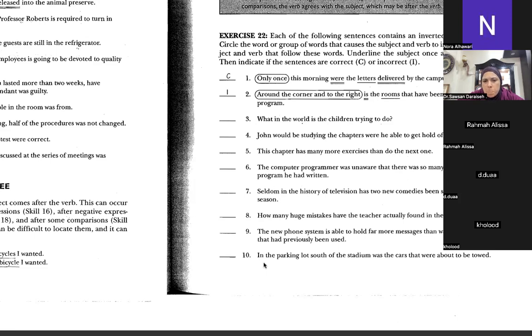In the parking lot south of the stadium was the cars that were about to be towed. Yes, doctor, it's the correct one. Are you sure? Look at cars and look at was. Is this fine? Was.